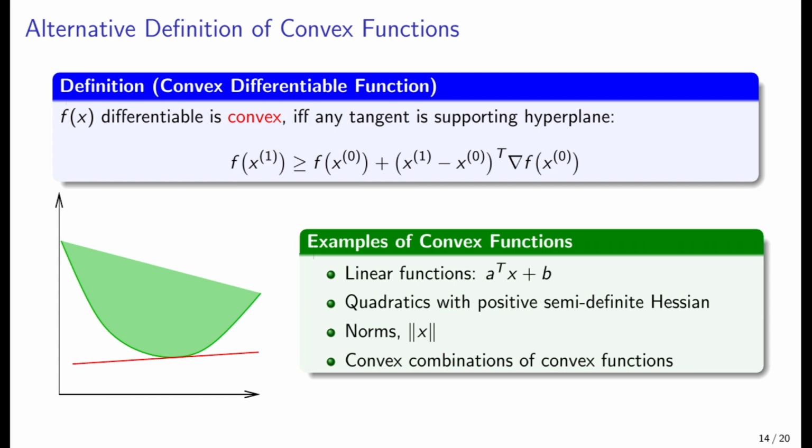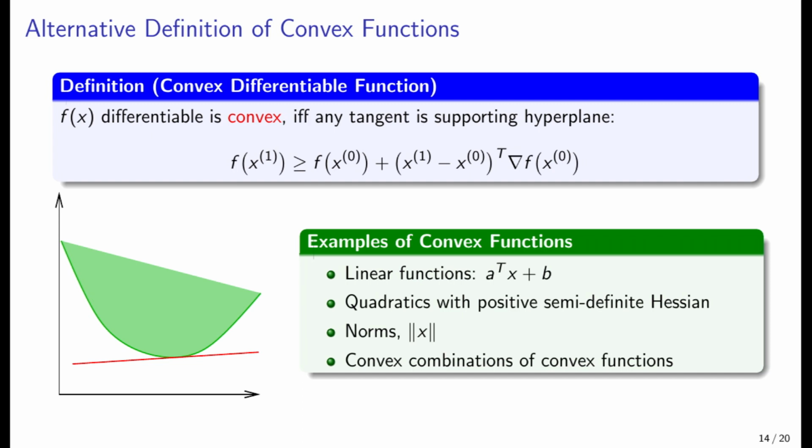So the hyperplane touches the function. If you put x1 equal to x0, then the gradient term vanishes, and you have f(x0) greater than or equal to f(x0). So it touches at x0, and at any other point, this hyperplane lies below the function.